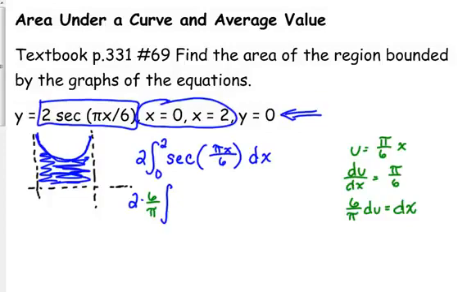I'm adjusting my limits. Since I'm doing u substitution with definite integration, we can change our limits, and that way we don't have to plug u back into the problem. We did that a way back. Okay, so u is pi over 6 times x, so our lower limit was 0, so it remains 0. We plug in the upper limit of 2, so our upper limit now becomes pi over 3.